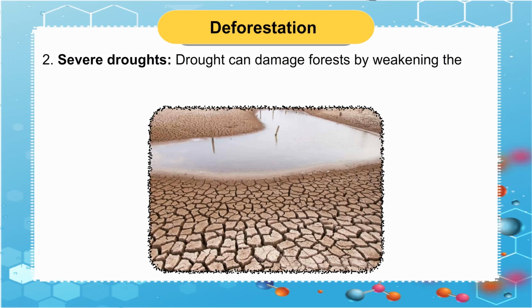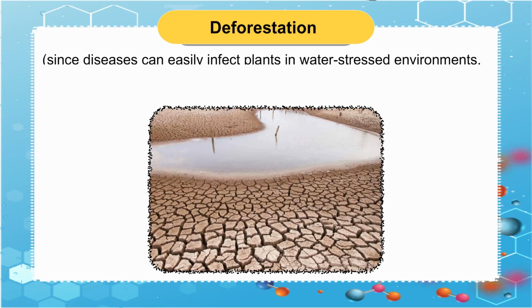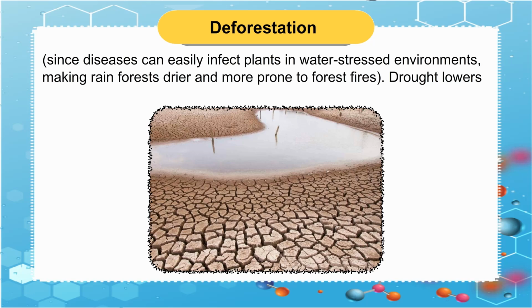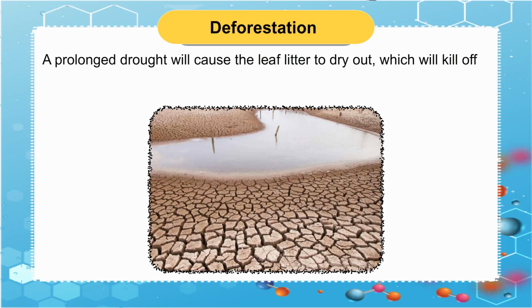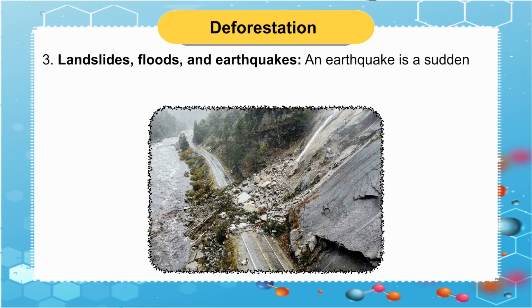2. Severe droughts. Drought can damage forests by weakening the ecosystem, which makes it more vulnerable to other occurrences like disease and fire, since diseases can easily infect plants in water-stressed environments, making rainforests drier and more prone to forest fires. Drought lowers rainfall and humidity. A prolonged drought will cause the leaf litter to dry out, which will kill off decomposers and impair the efficiency of the nutrient cycle.